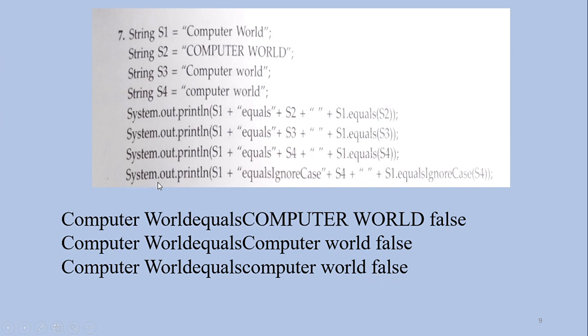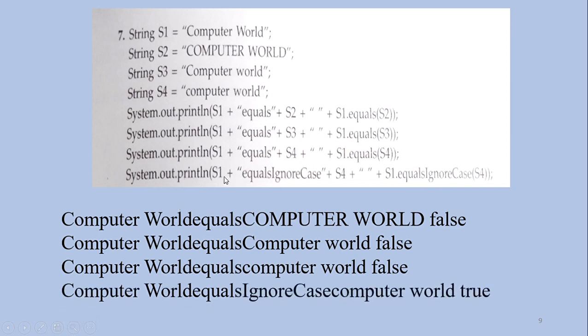The last statement, System.out.println S1 computer world equals ignore case S4. What is in S4? Computer world. Now here the function used is equals ignore case. So both are computer world. So it will return true. Okay. So this is how this question works out. If you look at the question, it assumes to be very big, but your answering becomes very easy. Only thing is you must be careful when you are taking out the strings.